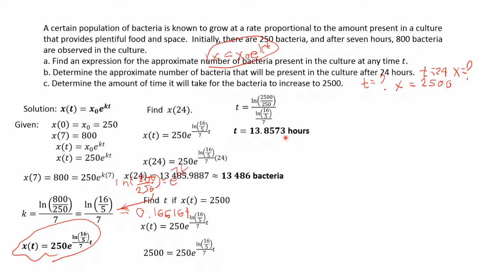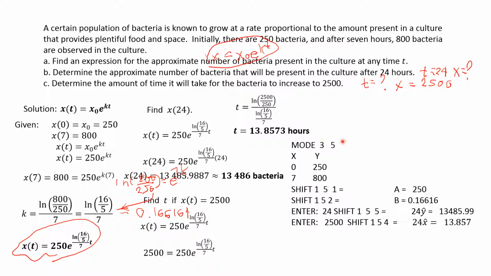Now this problem can be solved using the curve fitting in the calculator. This calculator is a Casio 991 ES model. Enter mode 3 5, and you will be presented with a table. Just input the variables: when x is 0, y is 250, and when x is 7, y is 800. Afterwards, press clear to get a blank screen. This statistics mode models the equation y equals a e to the bx.